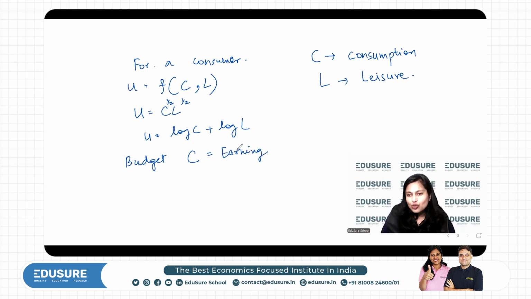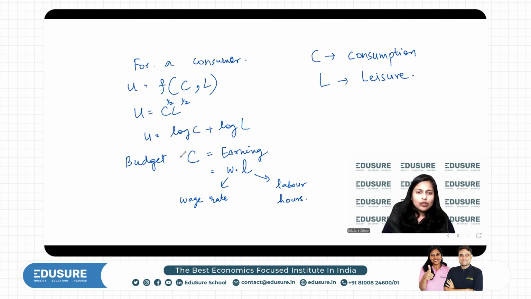You can only consume as much as you earn. And what do you earn? You earn your wage rate multiplied by L. So W stands for your wage rate and L stands for labor hours.